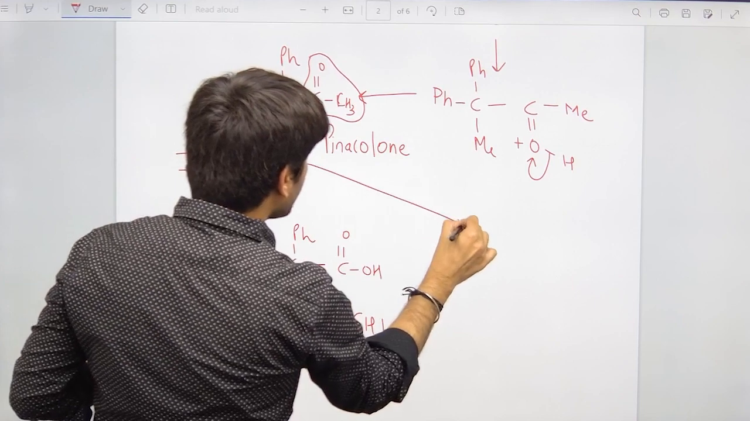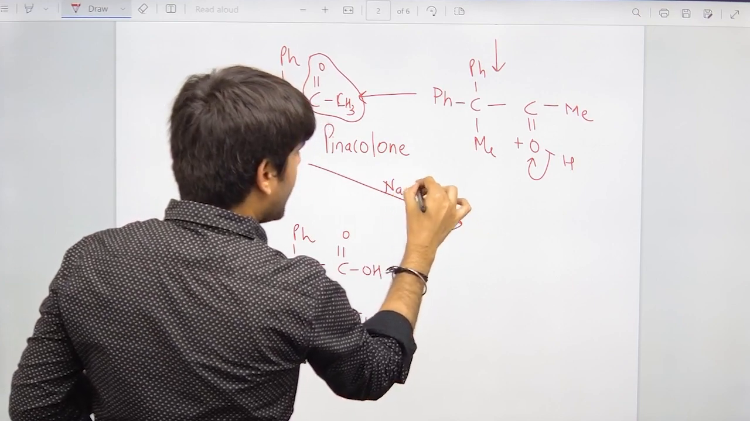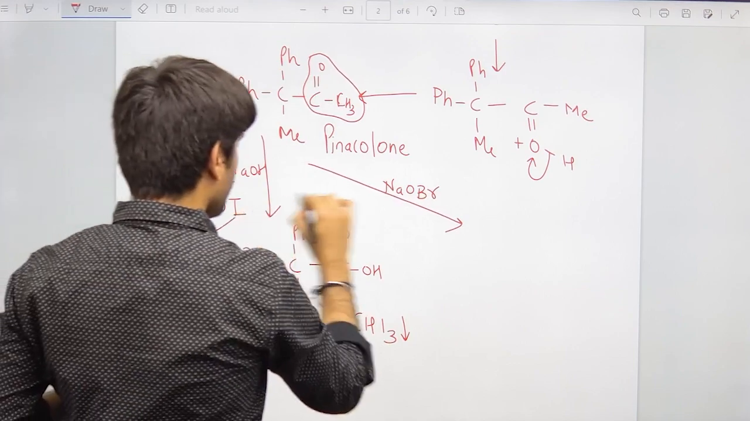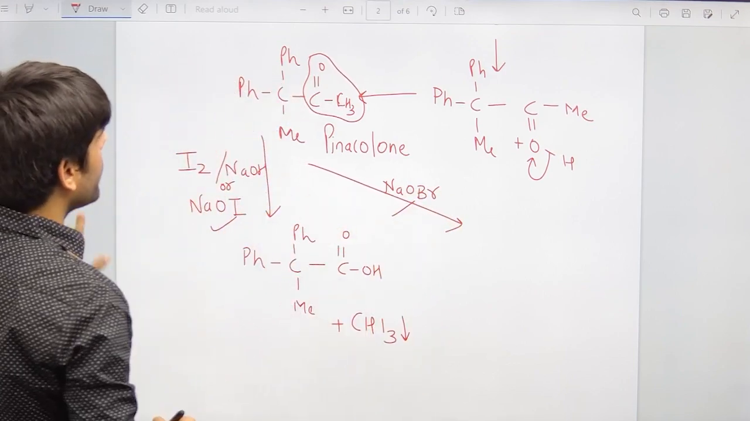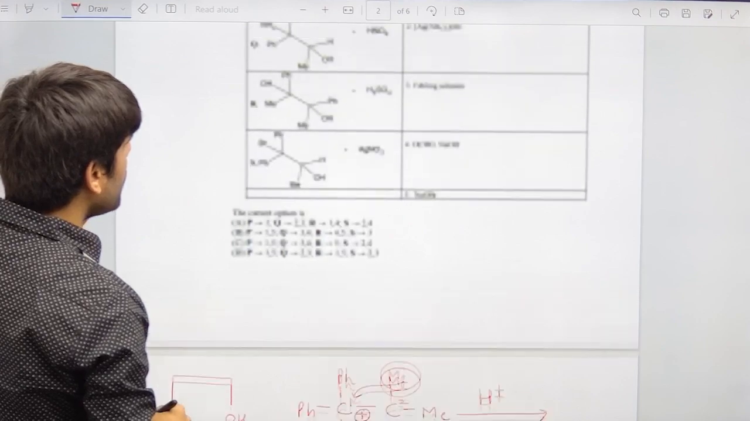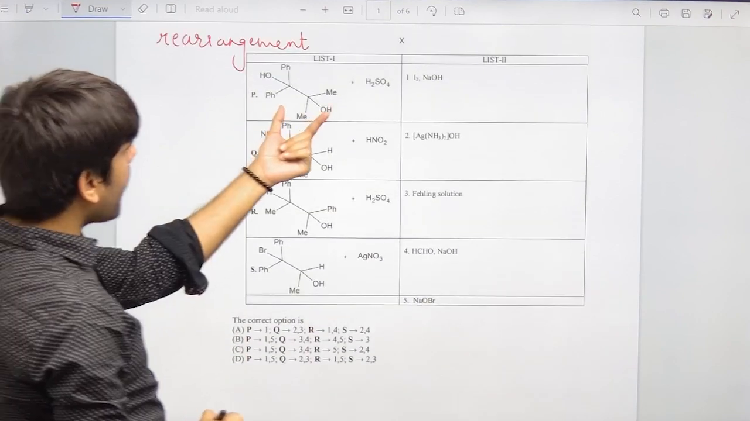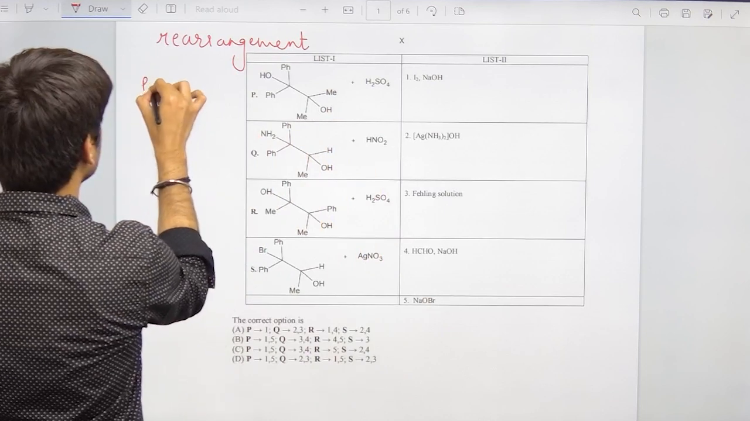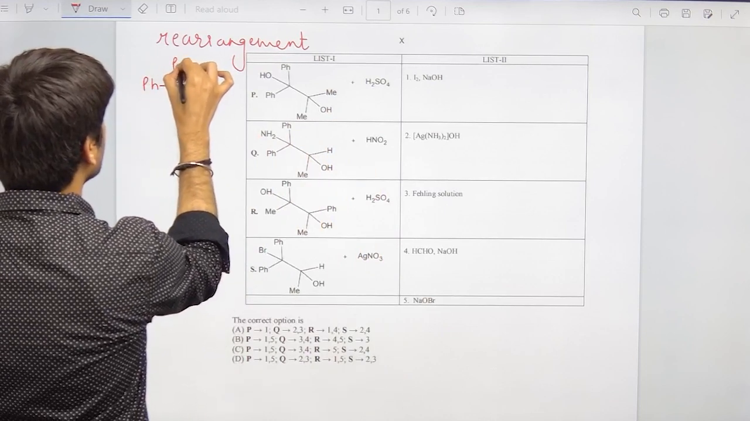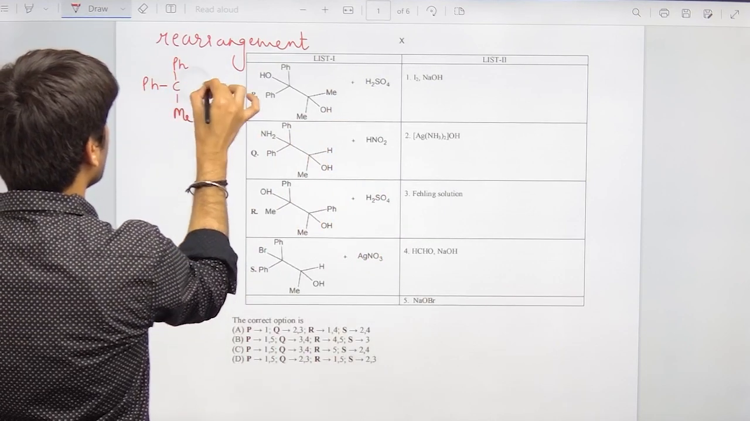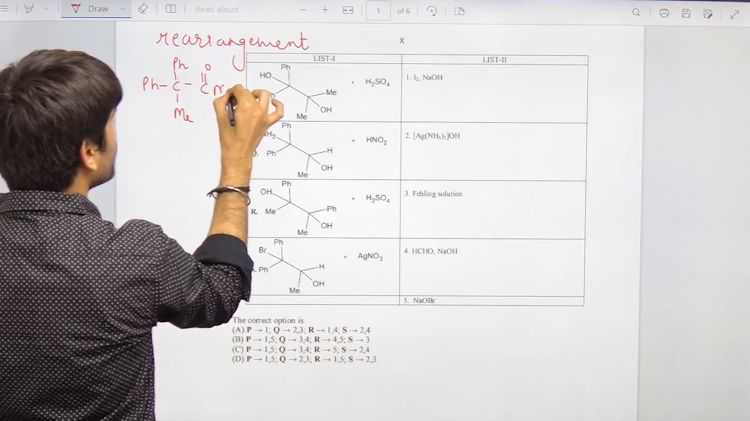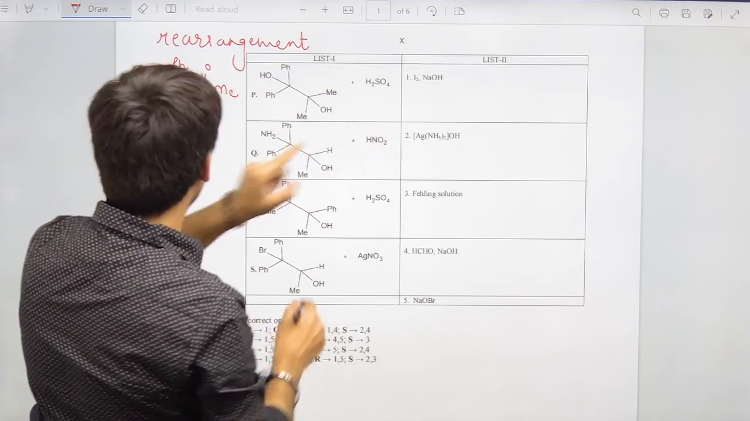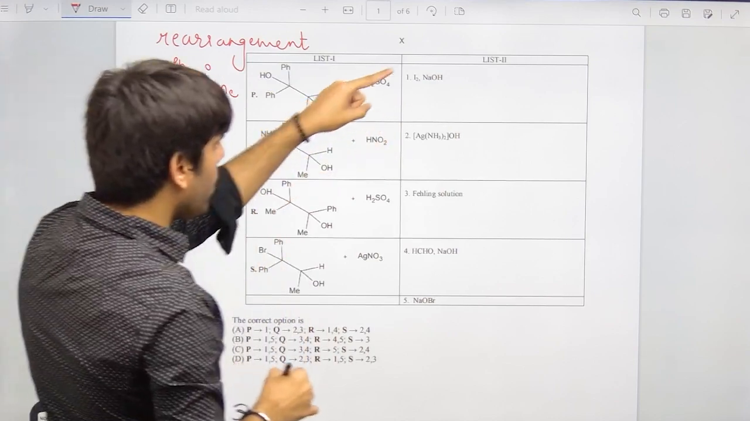This can also react with sodium hypobromite. Yes, this can also react with this, just like here. So this will also react with this reagent. So if you see in this question, in the P reaction, you got a ketone like this. We got a ketone like this. Yes, and this ketone will react with, that means P will match with 1 and it will also match with 5.